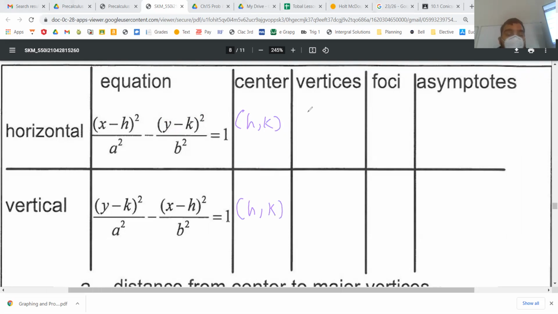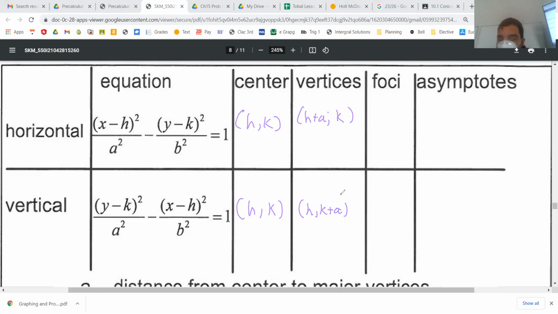So vertices, same thing, except this time we only have the major vertice. We said the distance from the vertice to the center is A. So if it's horizontal, are you adding to the H or are you adding to the K? The H, because you're going sideways. So this one is H plus A, comma K. And this one, because it's the vertical one, you're going up and down: K plus A, comma, H. Make sure in the right order though. Oh, H, comma, K plus A.